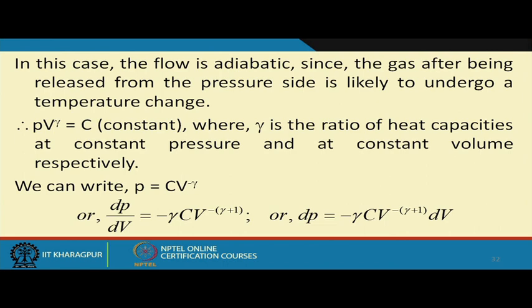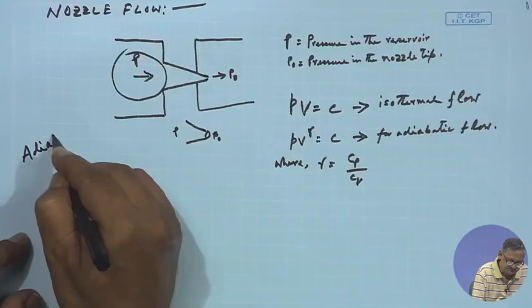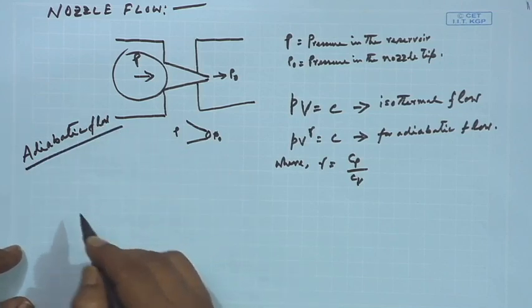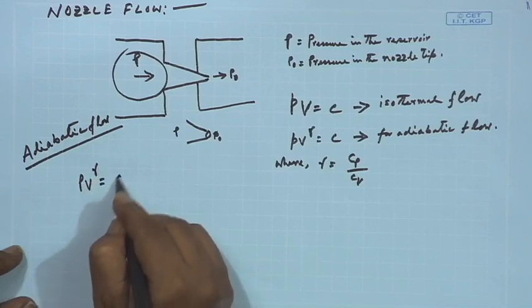So let us look into how we can develop this. If the flow is adiabatic, the gas after being released from the high pressure side is likely to undergo a temperature change. We gave the example of the household refrigerator, right? So this high pressure to low pressure undergoes a drop in temperature, and this is called throttling, and this throttling brings down the refrigerant temperature from condenser temperature to the evaporator temperature. And in that case, if the flow is adiabatic, then PV gamma is equal to constant, right?